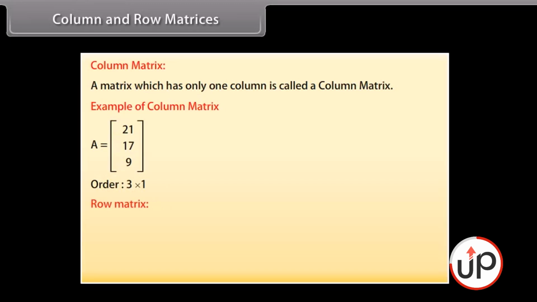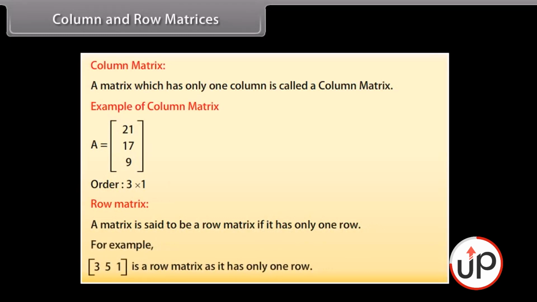Row matrix. A matrix is said to be a row matrix if it has only one row. For example, row-wise 3, 5, 1 is a row matrix as it has only one row. Square matrix and diagonal matrix.